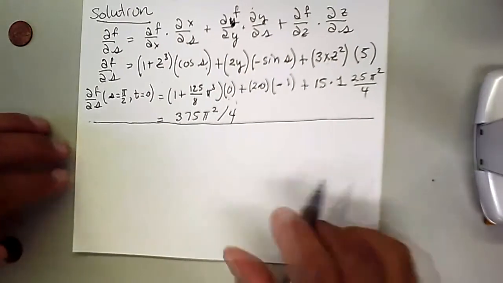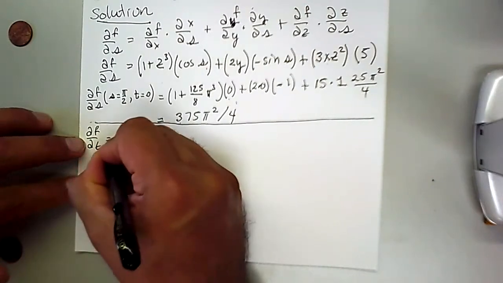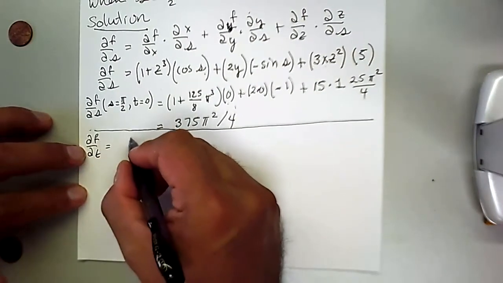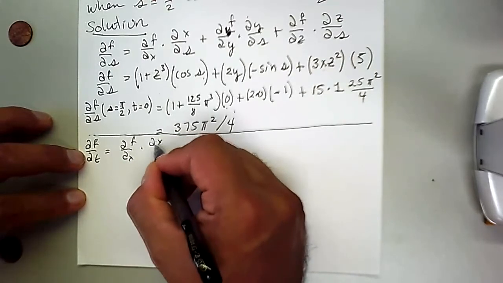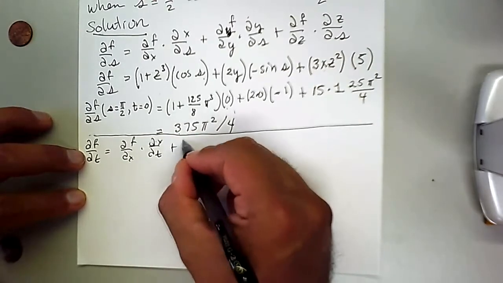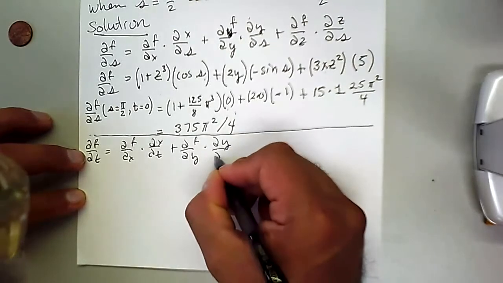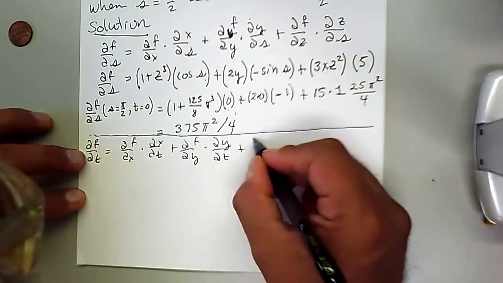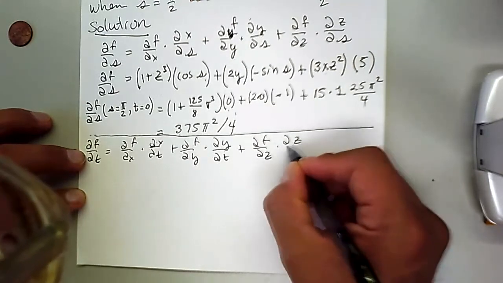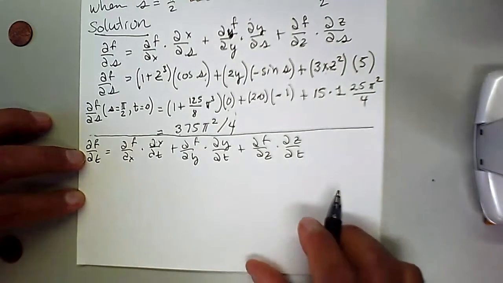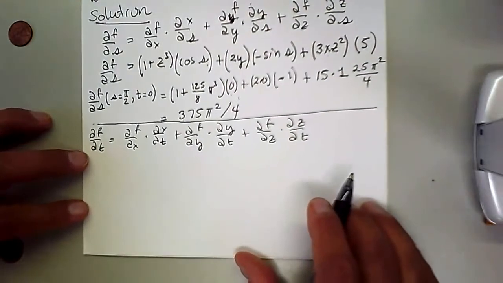Let's see. The partial of f with respect to t, okay, will be the partial of f with respect to x times partial of x with respect to t, plus partial of f with respect to y times partial of y with respect to t, plus partial of f with respect to z times partial of z with respect to t. Now, eventually, we're going to plug in the same values.